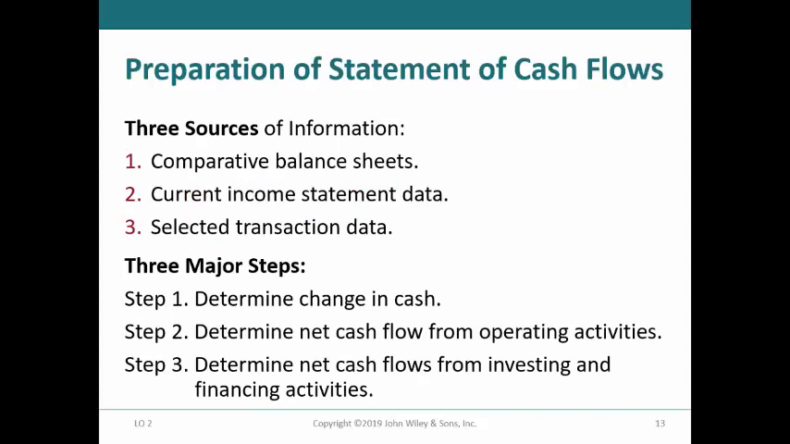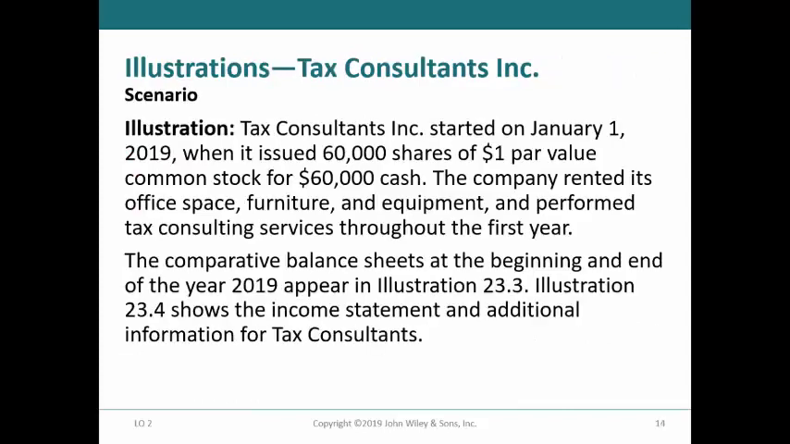There are three sources of information that are used for preparing the statement of cash flows: a comparative balance sheet, which has the beginning and ending balances for the period, the income statement, or at least net income for the period, and selected transaction data. To prepare the statement of cash flows, there are three steps taken. First, we need to determine the change in cash for the period. This is the difference between the beginning and ending cash balances for the period. Next, we will determine net cash flows from operating, investing, and financing activities.